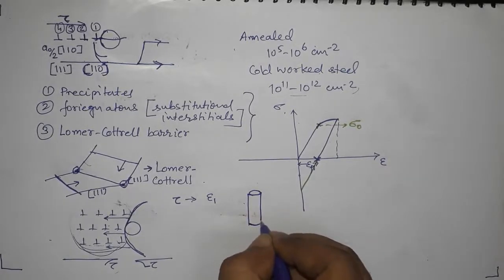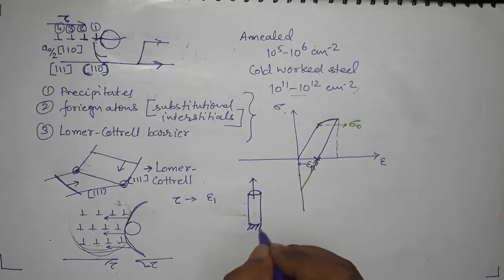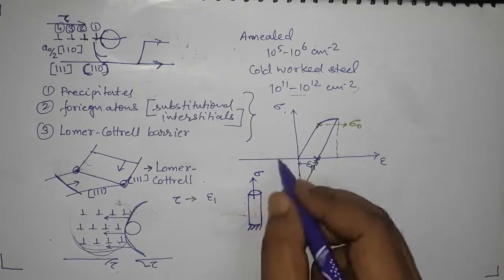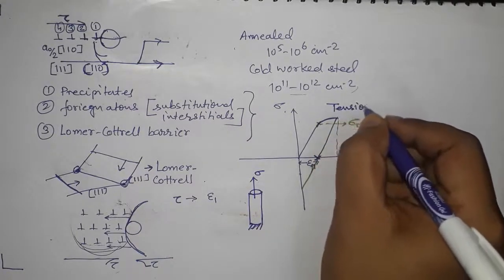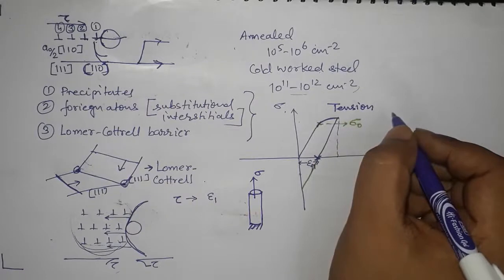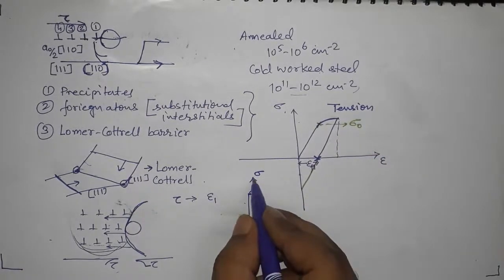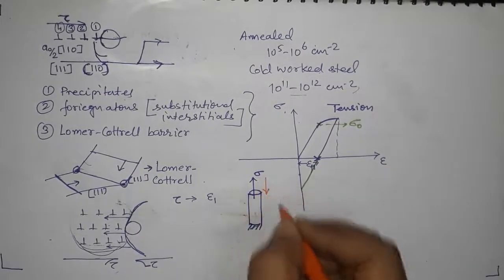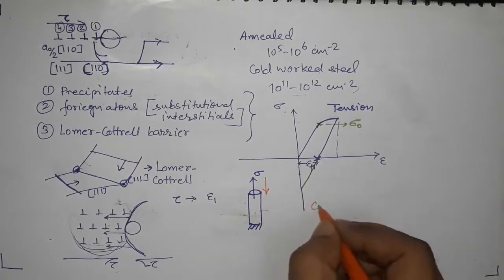This is my sample, and when I fix this part and apply stress in that direction, that is tension. So this is that quadrant of tension. Then I reverse my direction. Instead of applying stress in this direction, now I am applying stress in this direction, so I am compressing. So this is my compression quadrant.